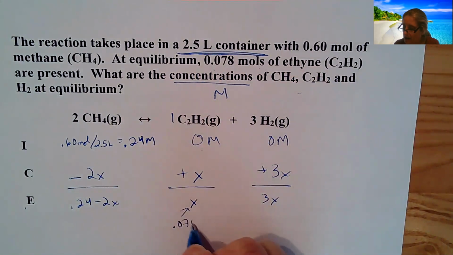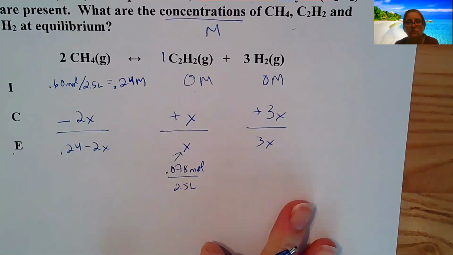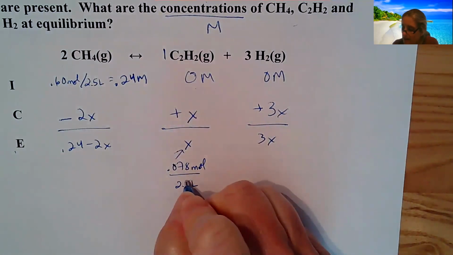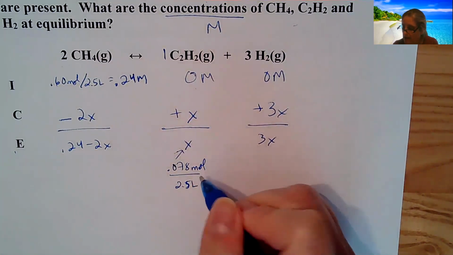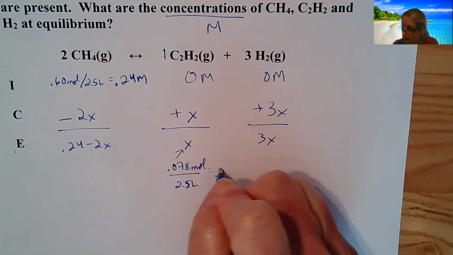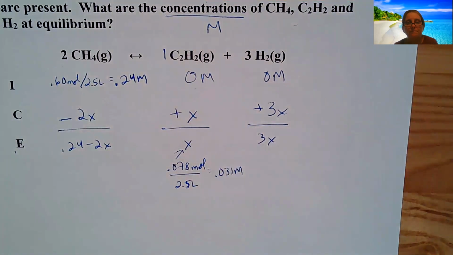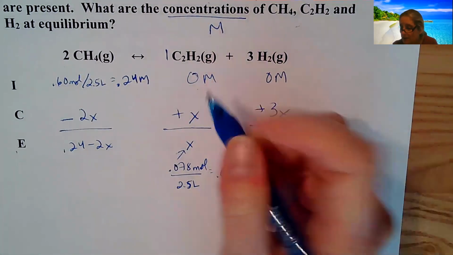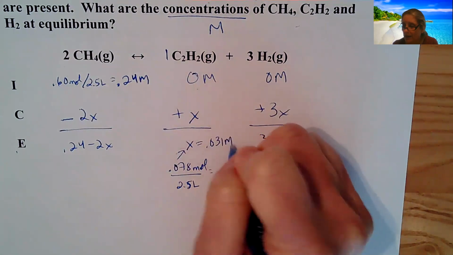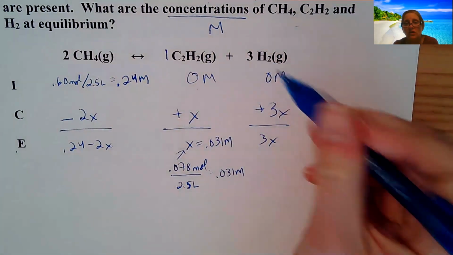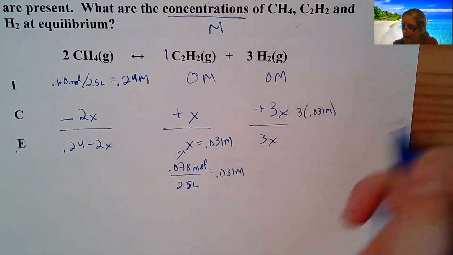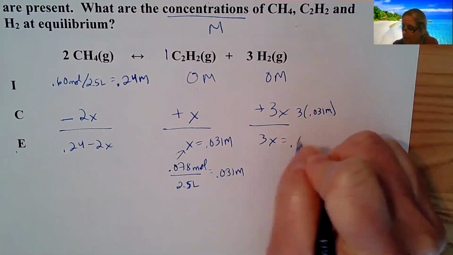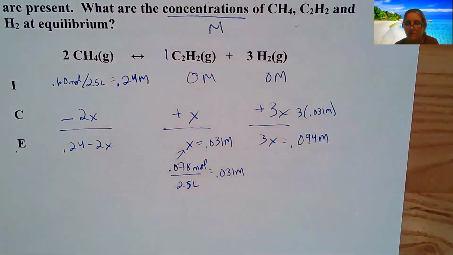So I'm going to take 0.078 moles and divide it by the 2.5 liters, and that's going to give me my concentration of ethine at equilibrium. When I divide those two, I end up with 0.031 molarity. So that's my X. For H2 easily, I could just take 3 times 0.031, and we're going to have some rounding issues here, but we don't care about that. 0.094 molarity is going to be my equilibrium.